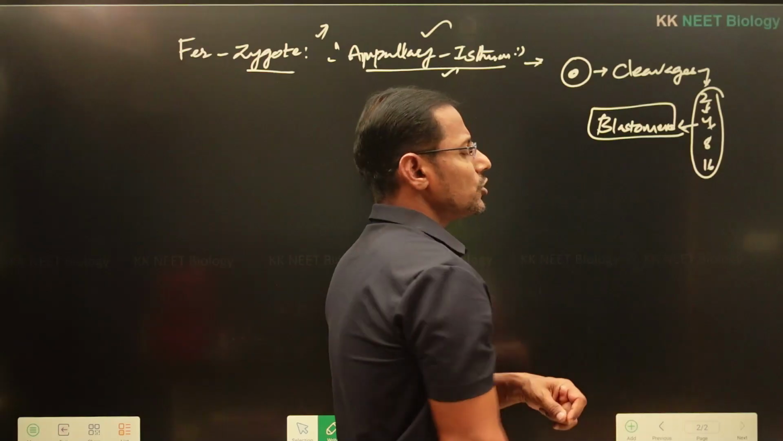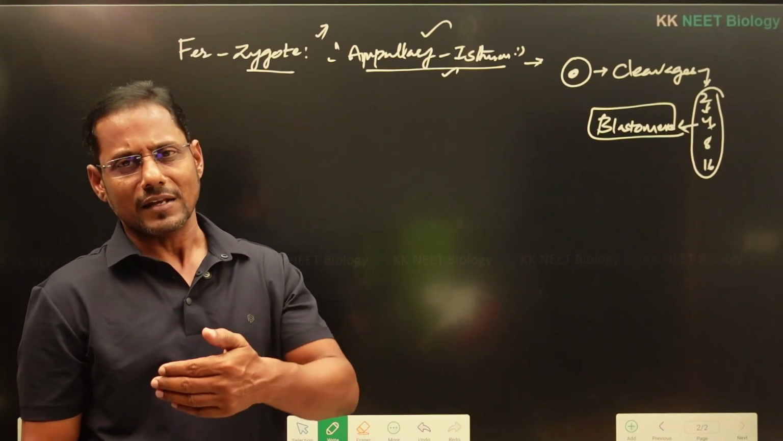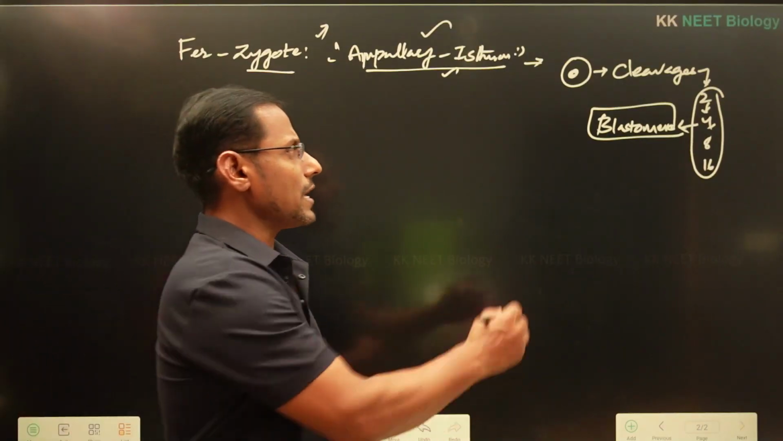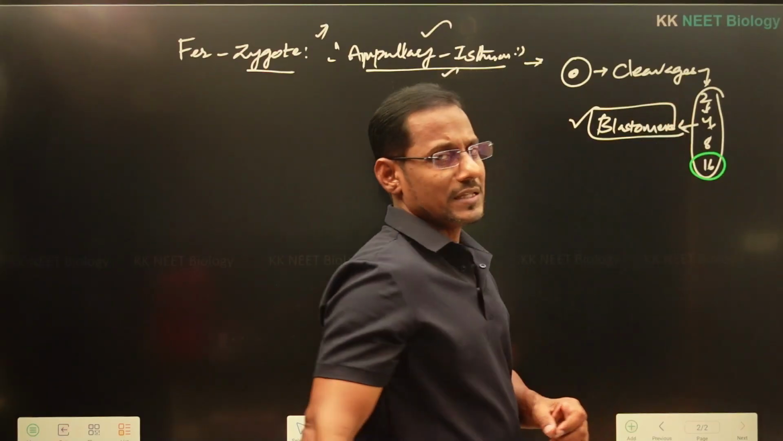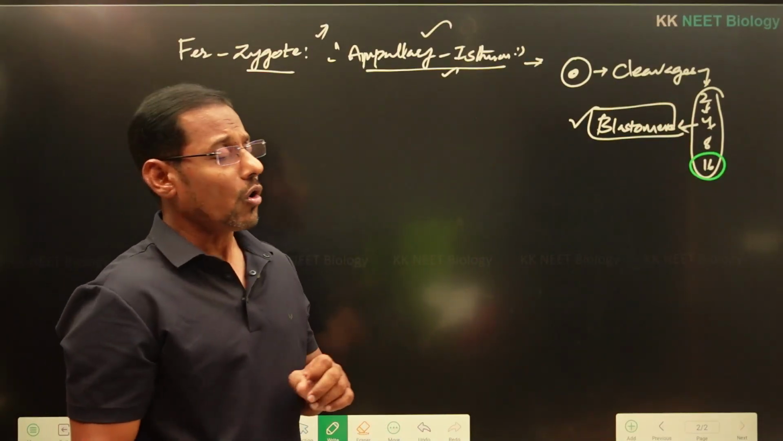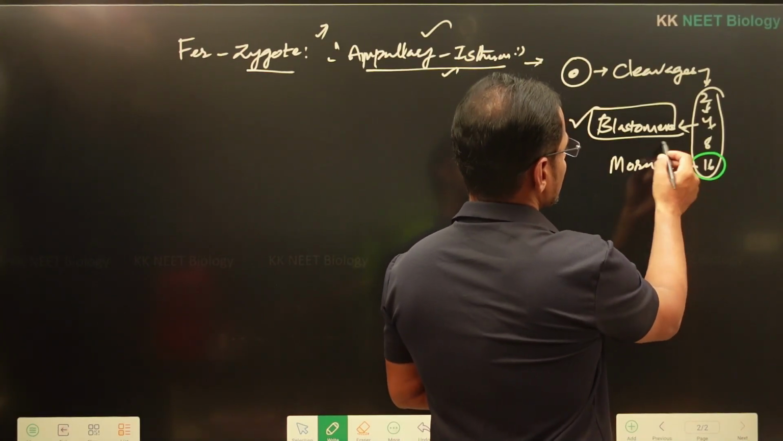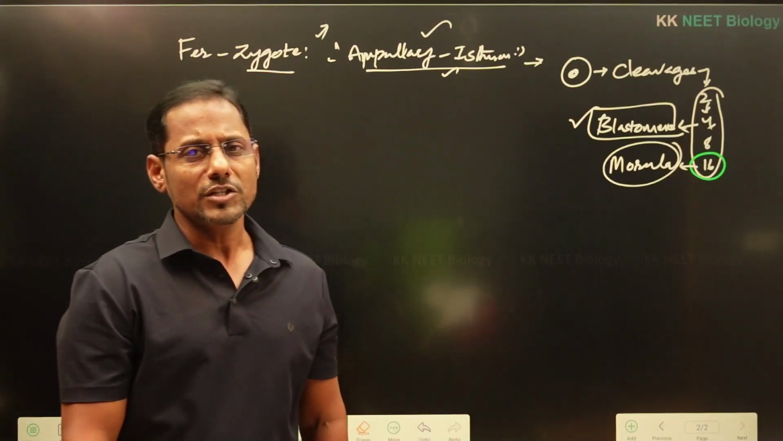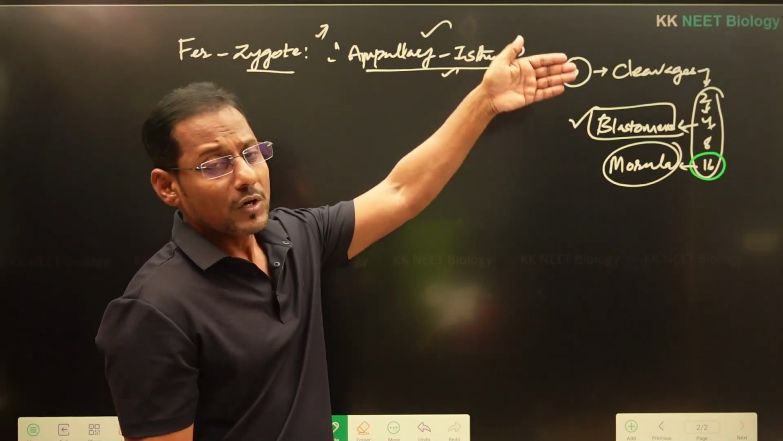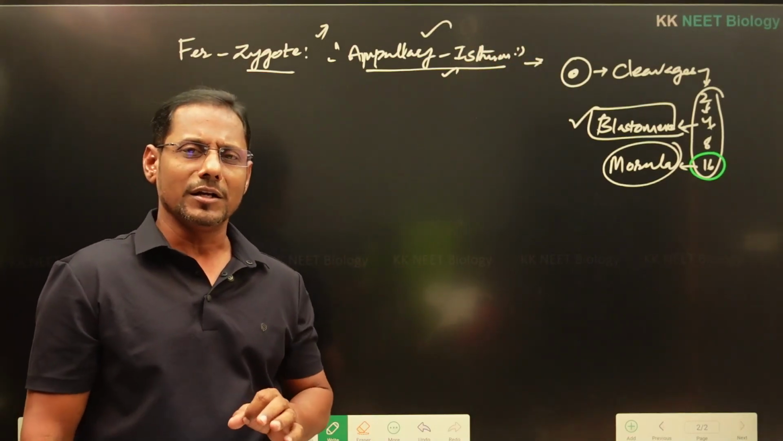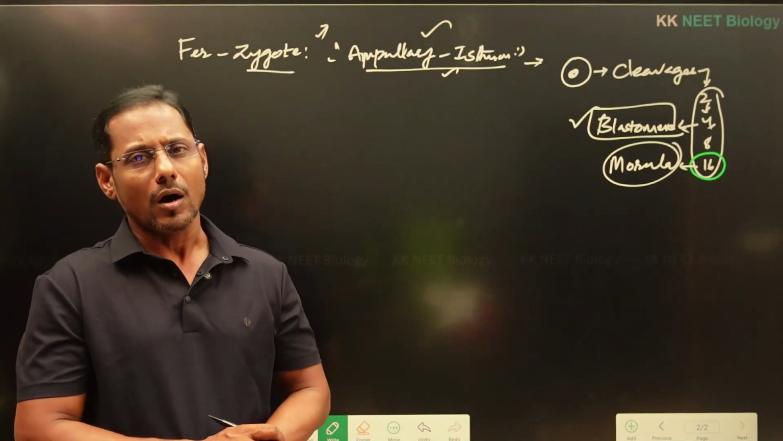So after the cleavage, daughter cells are going to be formed from 2, 4, 8, 16 like that. These cells are known as blastomeres. In the 16 cell stage, the zygote is called morula. After 4 mitotic divisions, ultimately 16 cells are formed. This particular stage we call the morula.